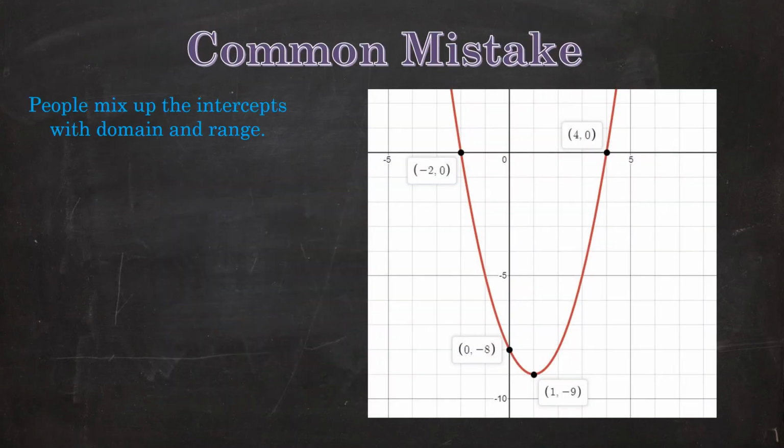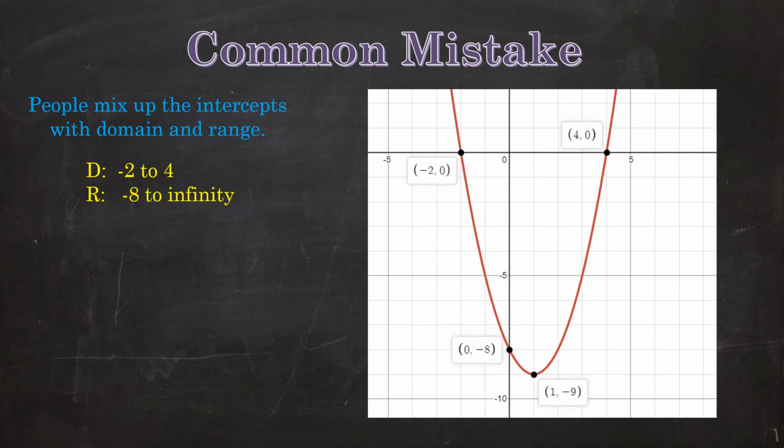All right, now, some common mistakes that people make is they mix up domain and range with intercepts. So, for example, if a student was going to find the domain and range of this graph on a quiz or on homework or something like that, what they will often say is, oh, domain is all of the x's. And so they look at these two x-intercepts right here and they say the domain's from -2 to 4. And they say the range is from -8 to positive infinity.